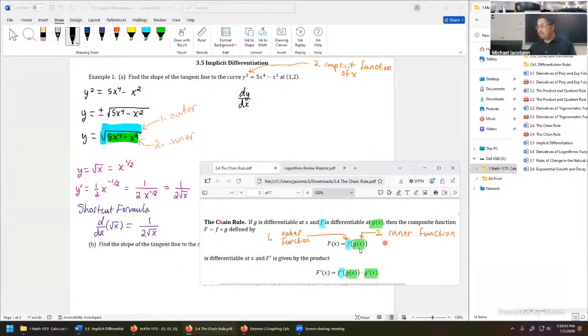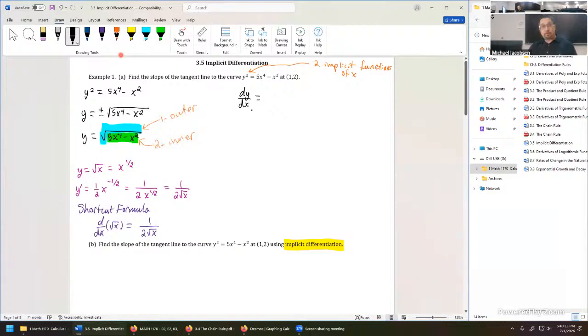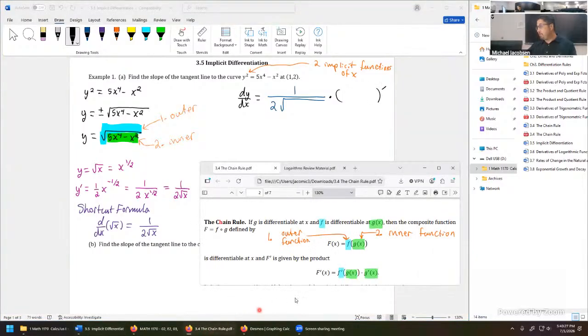Once we decide which function is inner, which function is outer, first thing we do is differentiate function number one, the outer function. So that's this f prime portion down below here for the chain rule. When we differentiate it, we're just using this shortcut formula, but we don't put in x, we just leave a whole big placeholder for x. So the derivative of y with respect to x is 1 over 2 times the square root of something. Then we multiply by the derivative of something.